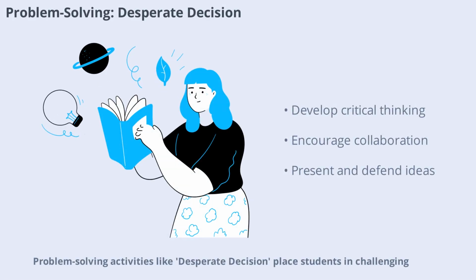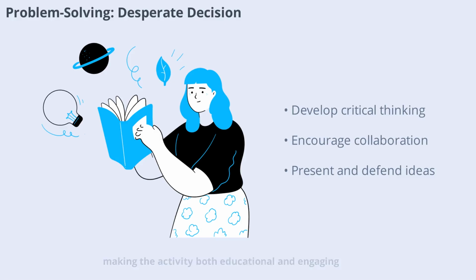Problem-solving activities like Desperate Decision place students in challenging scenarios where they must work together to find solutions. Each group discusses possible actions, weighs pros and cons, and presents their decision to the class. This process develops critical thinking, communication, and collaboration skills. Students learn to defend their ideas and consider alternative viewpoints, making the activity both educational and engaging.